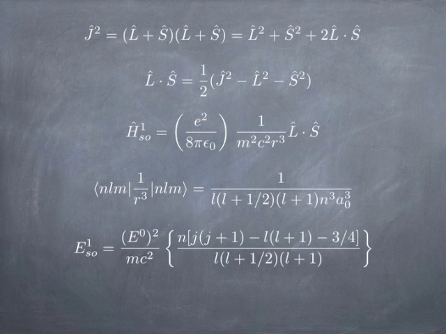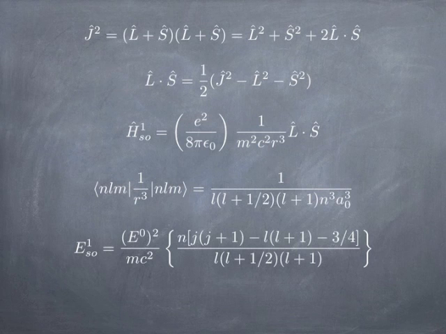Of course, S is a half, so S times S plus 1 is 3/4. And downstairs, we've got L times L plus a half times L plus 1. That comes from the expectation value of 1 over r cubed. And that's how the whole thing turns out. You can simplify that.